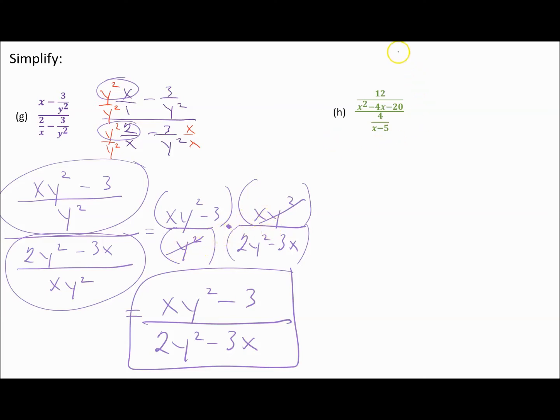Alright, now over here, I consider that maybe one of the easier problems. You see why? Because it's a single fraction in the numerator and a single fraction in the denominator, so I'm ready to keep change flip. I have 12 over x squared minus 4x minus 20 times, I flip, x minus 5 over 4. Now it's a matter of simplifying. Now I do notice right off the bat the 12 and the 4 will cancel. But I can't cancel like part of this x minus 5. It's either all or none. And this is not even factored.